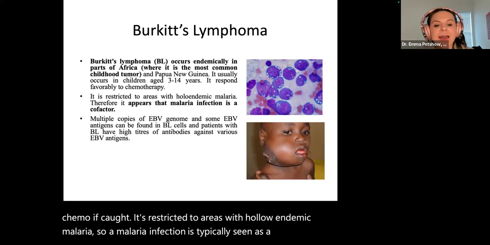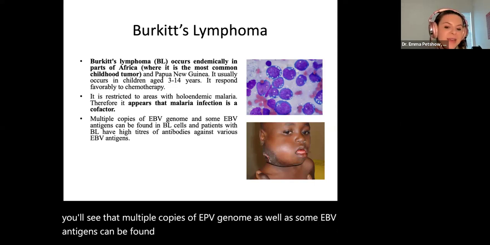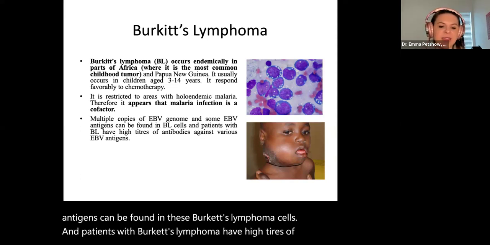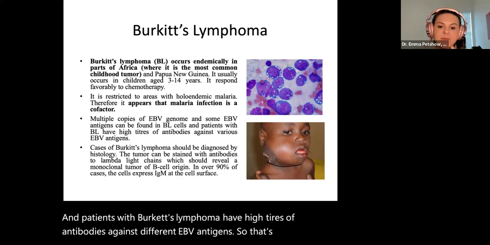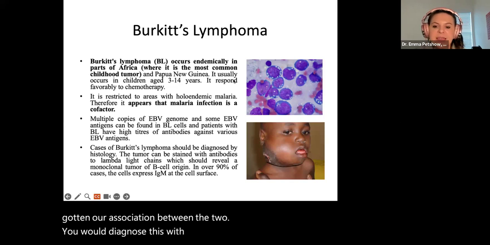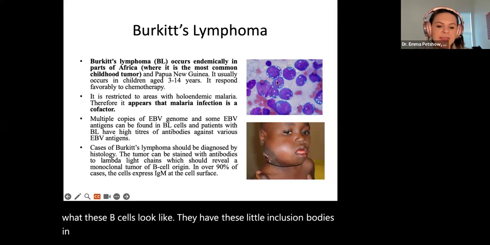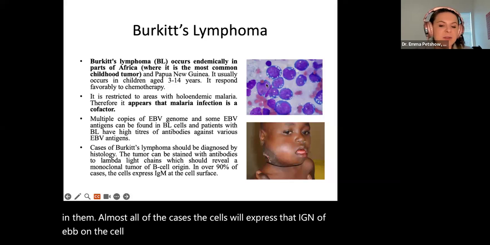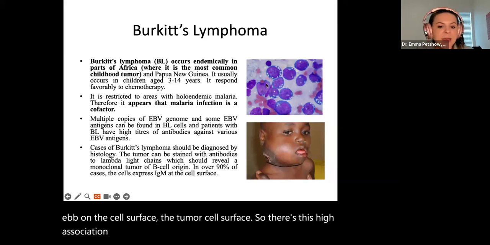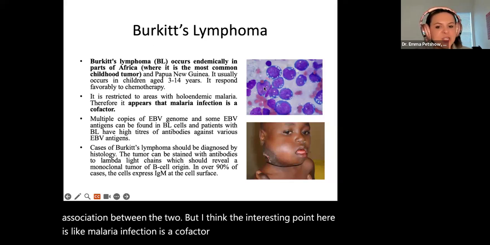And you'll see that multiple copies of the EBV genome, as well as some EBV antigens, can be found in these Burkitt's lymphoma cells. And patients with Burkitt's lymphoma have high titers of antibodies against different EBV antigens. So that's how we've gotten our association between the two. You would diagnose this with histology, and you can see what these B cells look like. They have these little inclusion bodies in them. In almost all of the cases, the tumor cells will express EBV antigens on the cell surface. So there's this high association between the two. But I think the interesting point here is that malaria infection is a cofactor for this picture of Burkitt's lymphoma.